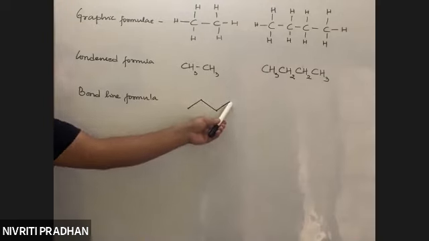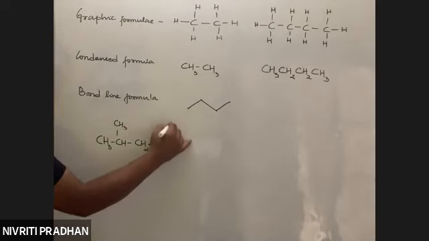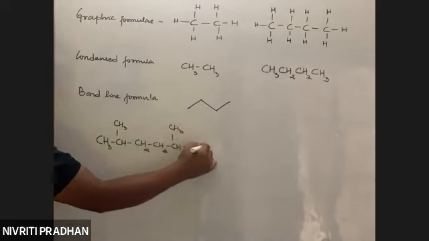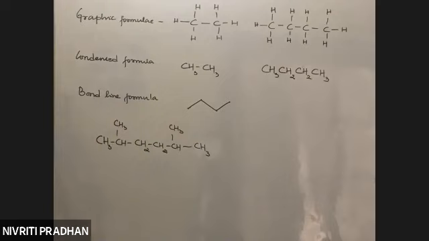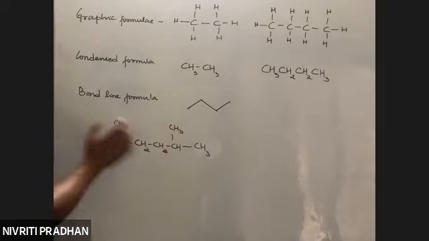So this is a bond line formula. Now, see if I give you this molecule, I'm going to represent it by a bond line formula. How many carbon atoms are there in the longest continuous chain? Six. Six carbon atoms means how many bonds are there?